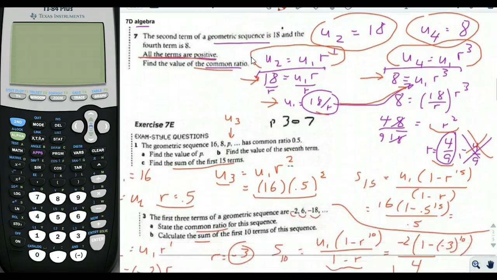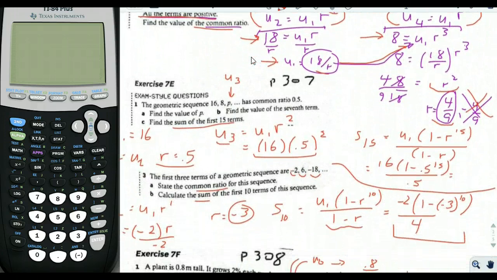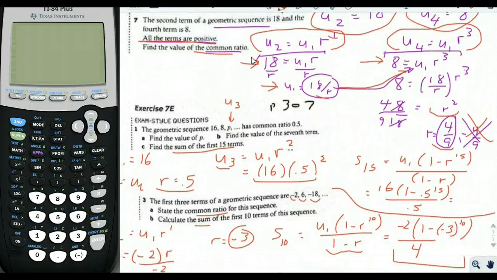Okay. Next problem. Geometric sequence 16, 8, P has a common ratio of 0.5. Find the value of P. Well, P is the third term. So we're going to use this equation, U3 equals U1 R squared, to find U3. And why R squared? Well, because 2 is n minus 1, n being 3.